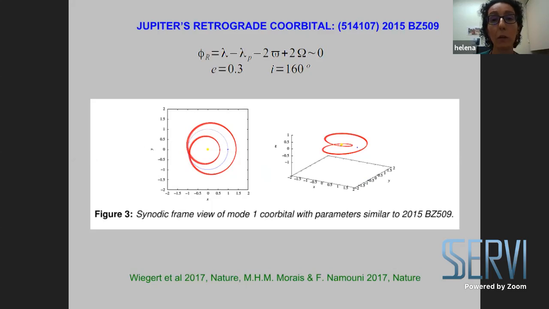And of course, now we know there is an object in this type of configuration. It's not exactly in the plane. The relative inclination between this object and Jupiter is around 160 degrees, but the configuration is still stable when you get out of the plane. Next slide, please.